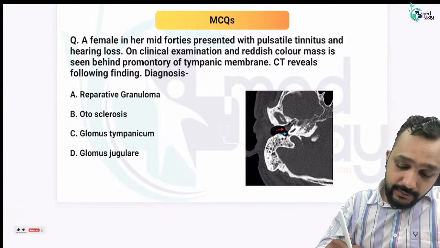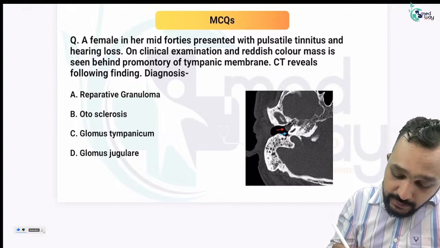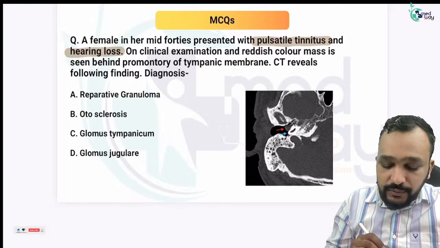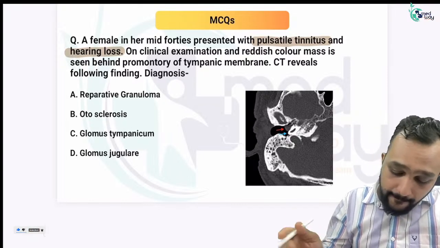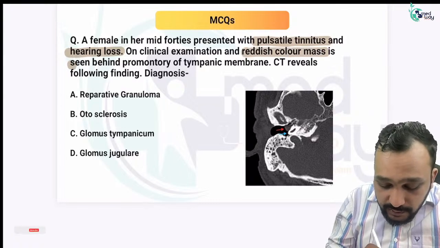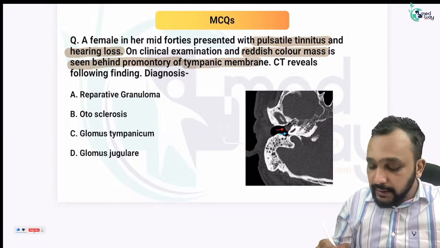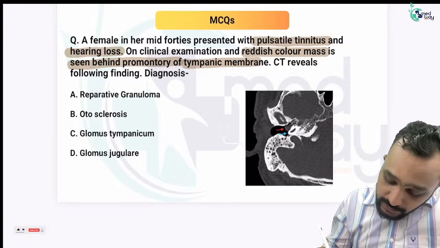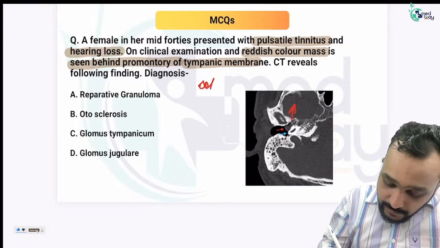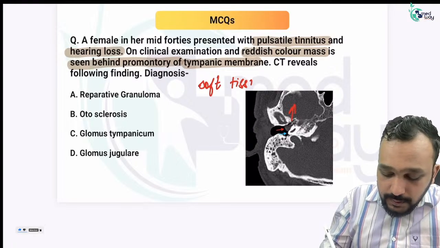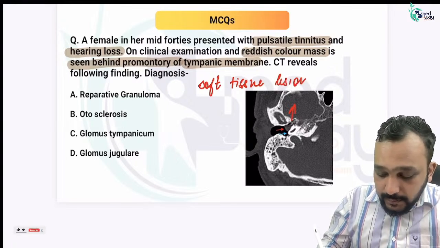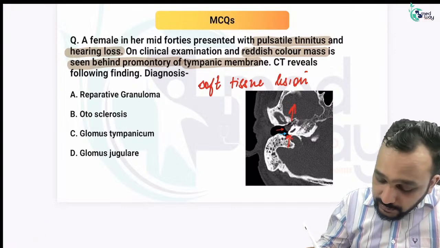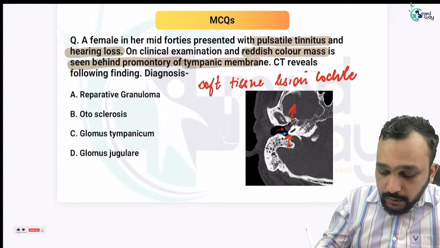Now, another very good image based question: the patient presents with pulsatile tinnitus and hearing loss. So you can make a diagnosis on the history only, right? On clinical examination, a reddish color mass was seen behind the tympanic membrane, just adjacent to the cochlear promontory. So what is the CT showing you? CT is showing you a soft tissue lesion adjacent to the cochlear promontory.